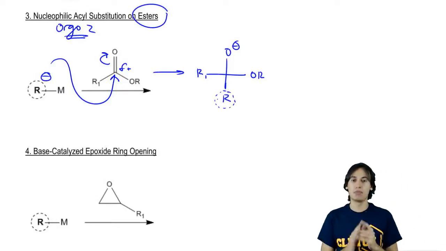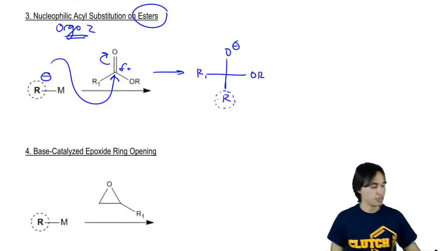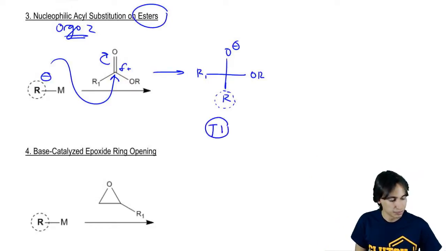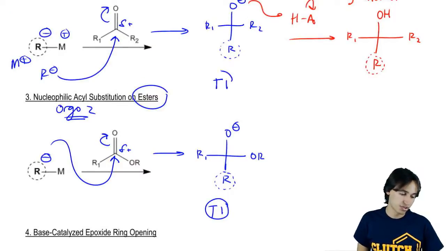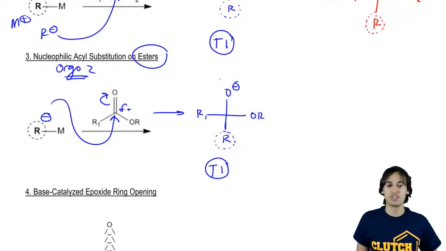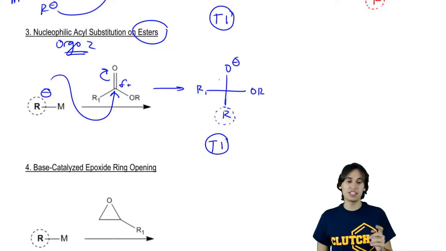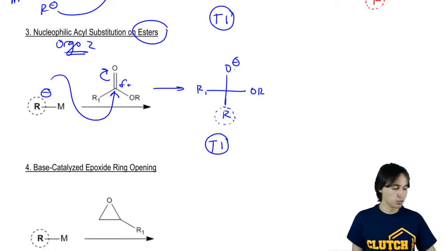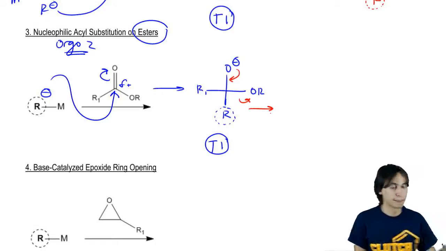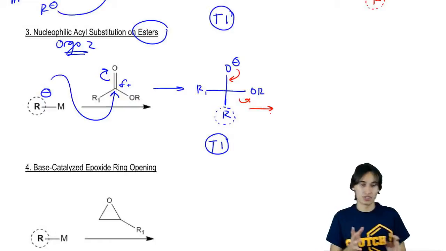This is actually the same exact middle step as the one before. This is our tetrahedral intermediate, just like this was my tetrahedral intermediate. They're both tetrahedral intermediates. The difference is that, guess what? Now I can kick out the OR group. So I'm going to reform my double bond and kick out my OR. This is really unique to esters.